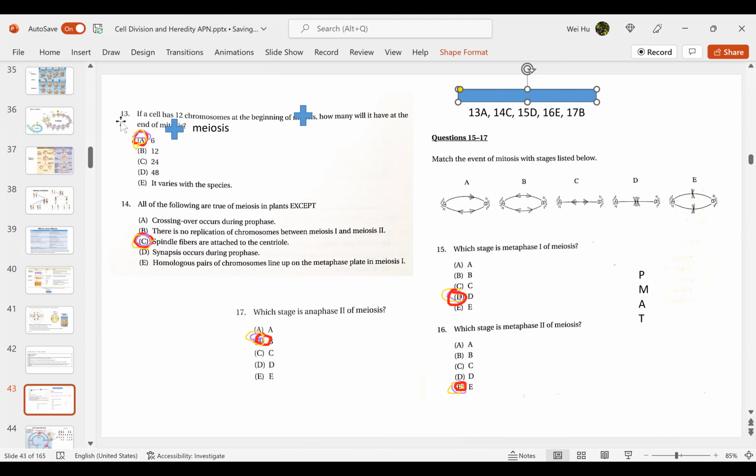Okay, answer for 13. Hey, good, very good. Half, right? Half chromosome. 14 is C, 15 is D, and 16 is E, and 17 is B. Perfect. Okay, very good.